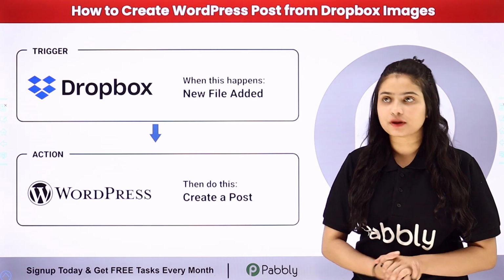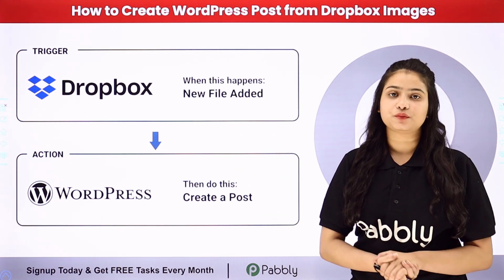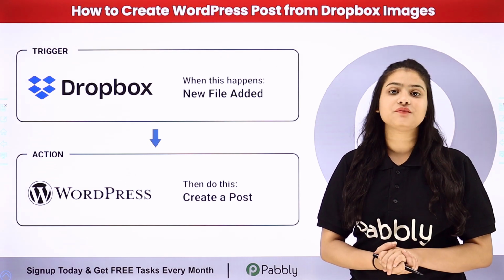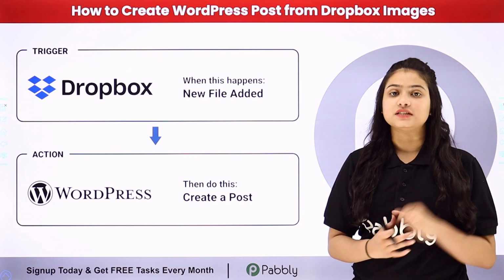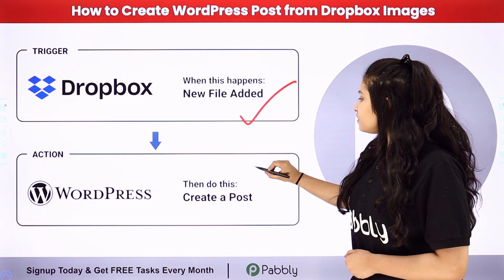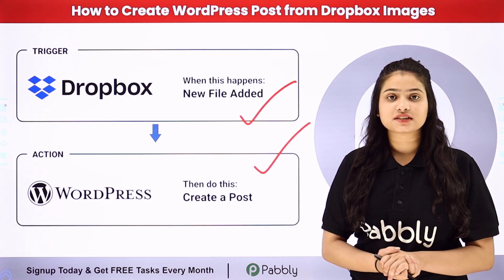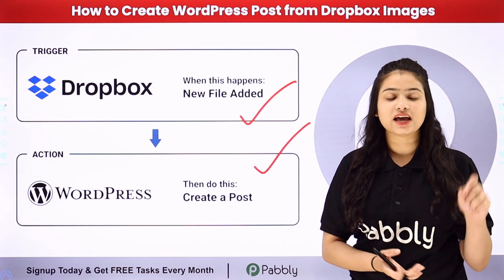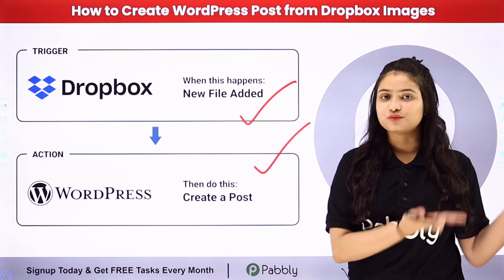For this, we will have to set up a connection between Dropbox and WordPress, and we are going to do that without any coding or programming skills with the help of Pabbly Connect, which is an amazing automation and integration software. Pabbly Connect works on two principles, trigger and action. In trigger, we are going to take Dropbox, and in action, we are going to take WordPress. And we will connect both of them in order to automate this entire process without any coding or programming skills with the help of Pabbly Connect. And to learn this entire automation step by step, let me take you all to my screen.